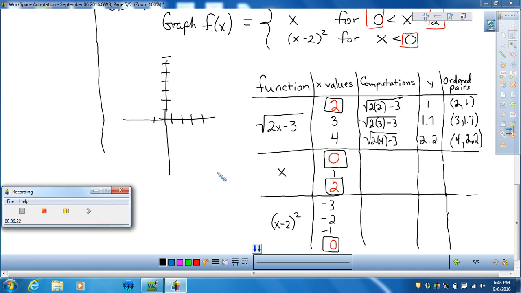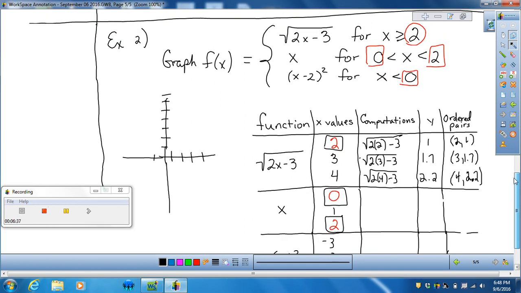Okay, for the first function, square root of 2x minus 3, we have the point 2, 1, 3, 1.7, and 4, 2.2. And if you look at your domain, 2 was our critical point. The symbol is greater than or equal to, so we're going to have a closed circle at 2. So 2, 1 is a closed circle. And then 3, 1.7, and 4, 2.2 are just regular points. So go ahead and plot those, and then make your graph. And so your graph should have looked like this.